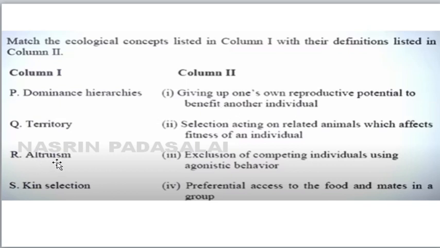This is a process of altruism. Altruism is nothing but giving up one's own reproductive potential to benefit the other individual. And kin selection is nothing but selection acting on related animals, which affects the fitness of the individual. Okay, so the options are P-4, Q-3, R is 1, S is 2.